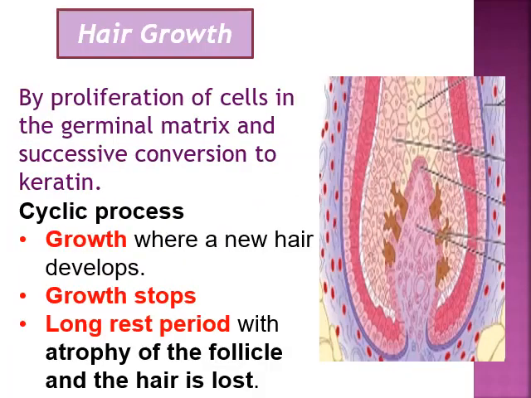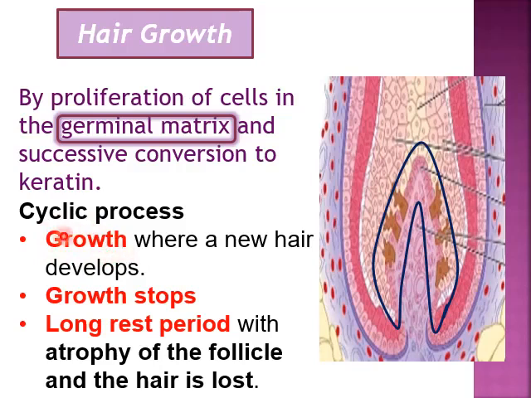Regarding the hair growth, as I said before, the growth of the hair is the responsibility of the matrix cells, present here in the hair pulp of the hair follicle. The hair growth passes through different stages. The first one is the growth stage, where a new hair develops, then the growth stops, then a long rest period, in which there is atrophy of the hair follicle, then the hair is lost and drops.